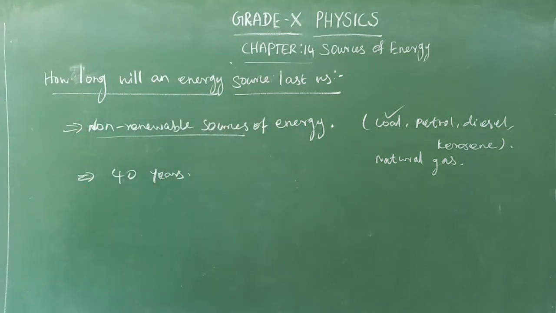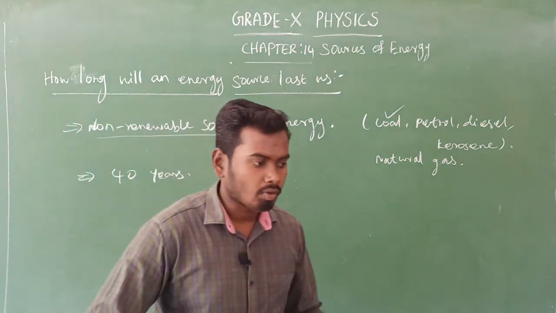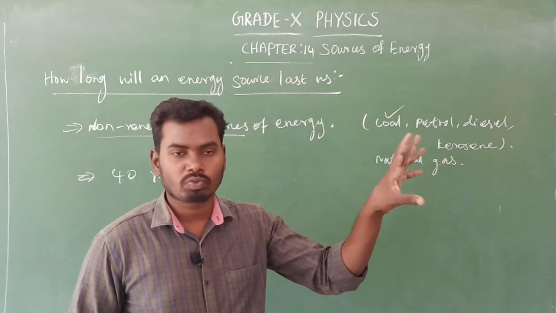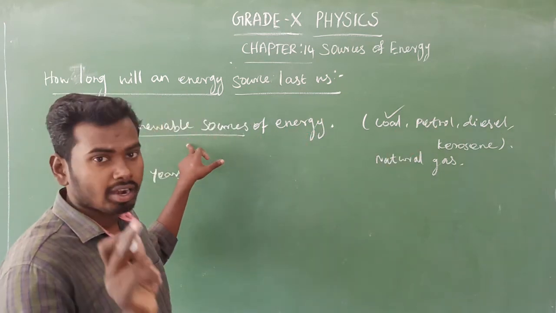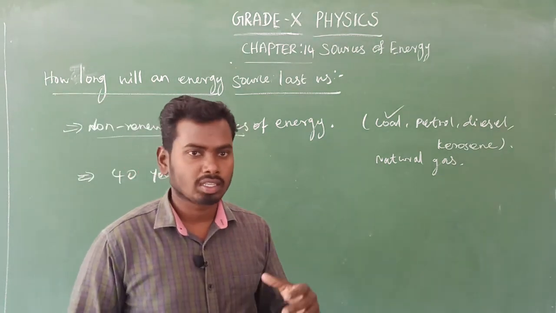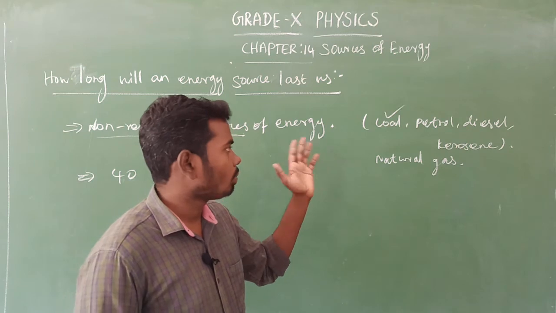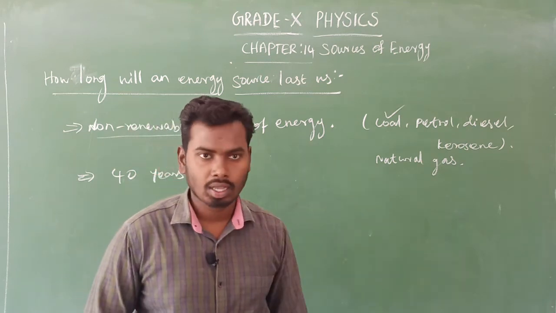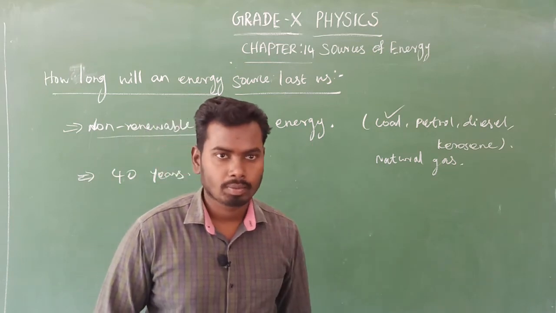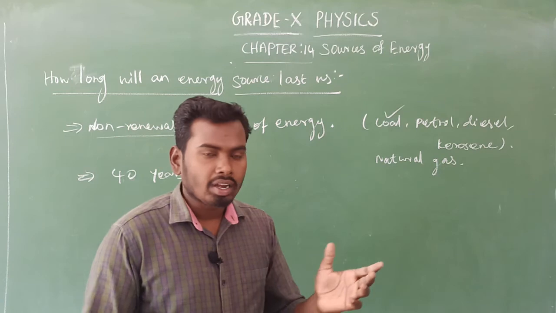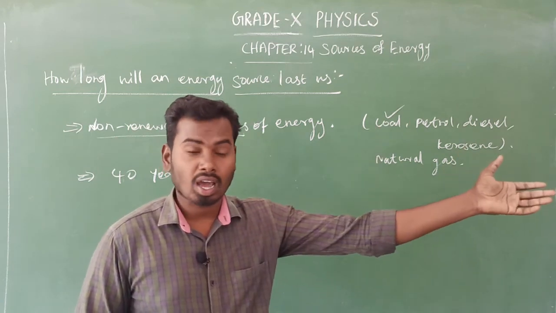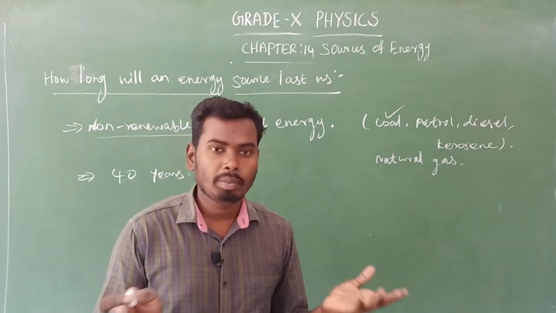How long will an energy source last for us? Nowadays we are daily using different kinds of sources of energy. Majority of it comes only from non-renewable sources, such as fossil fuels like coal, petrol, diesel, kerosene, natural gas, and so many things. If we use at this rate, we can get energy from the fossil fuels, the non-renewable sources, for just around the upcoming 40 years only. After that, there will not be alternative sources.